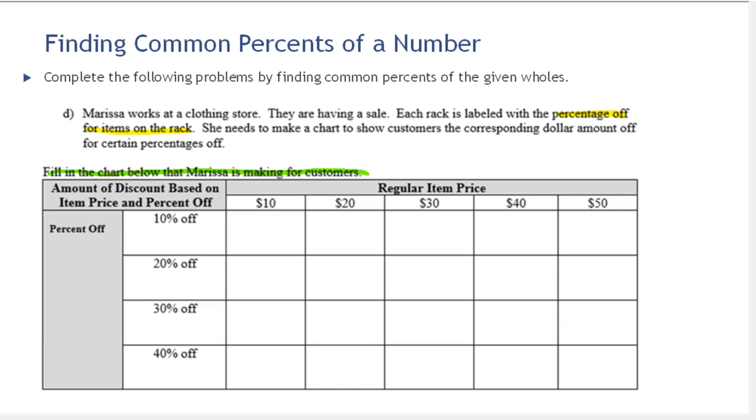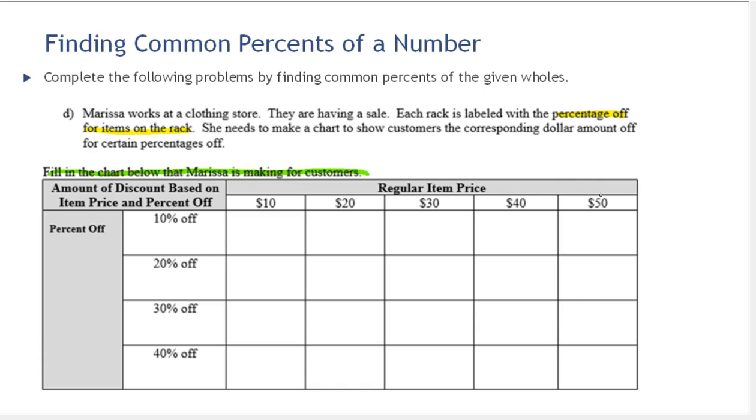So let's look what's represented in the table. So notice on this side it's the percent off. So again, remember that percent off is different than percent of. The percent off is going to be the discount that's going to be subtracted off the total amount of the regular item price. And the percent off is 10%, 20%, 30%, or 40%. And she's making a chart for items where the regular price is $10, $20, $30, $40, and $50.